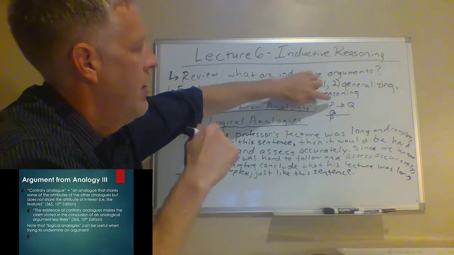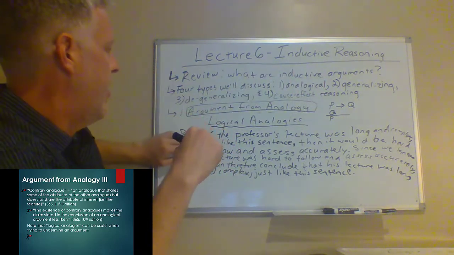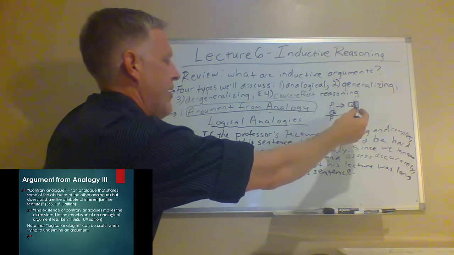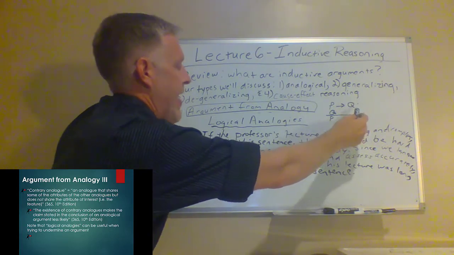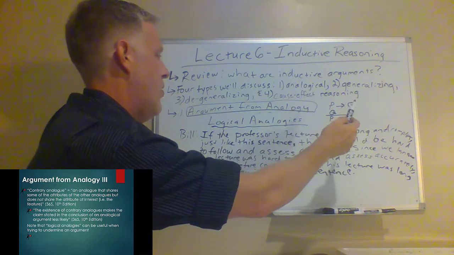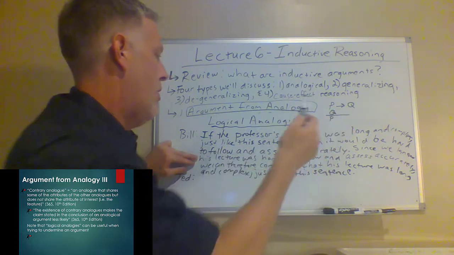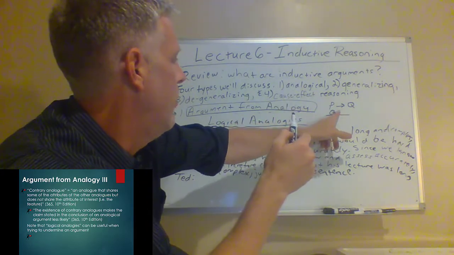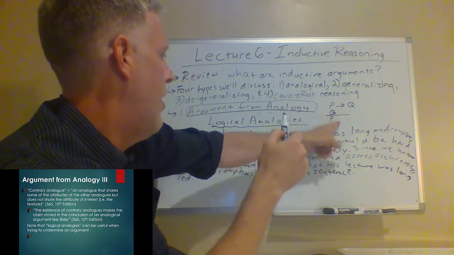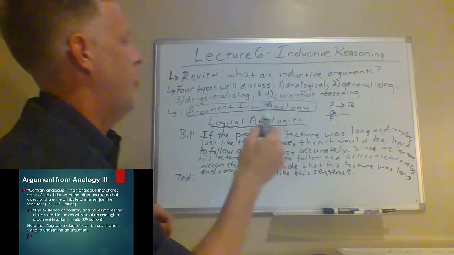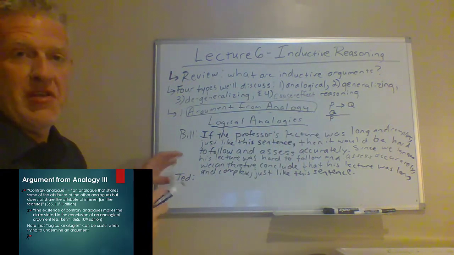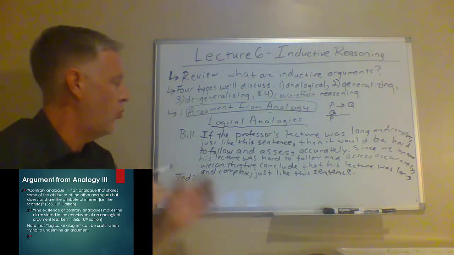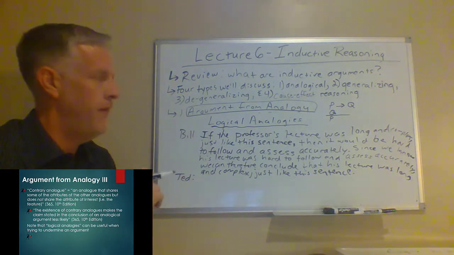So here he's saying, if the professor's lecture was long and complex, just like the sentence, then it would be hard to follow and assess accurately. Since we know his lecture was hard to follow and assess accurately, Q, then he wants us to conclude that it must have been long and complex. And this is pretty difficult to assess, or to wrap your mind around, which is why logical analogies can be so helpful.